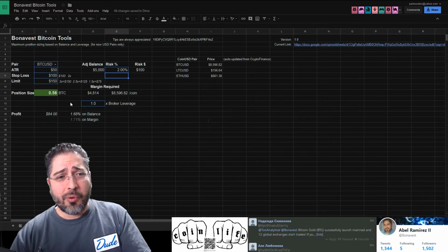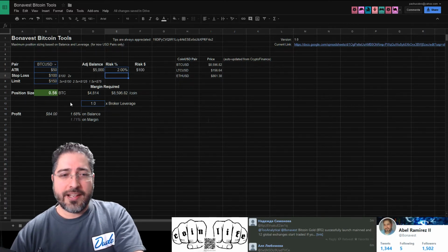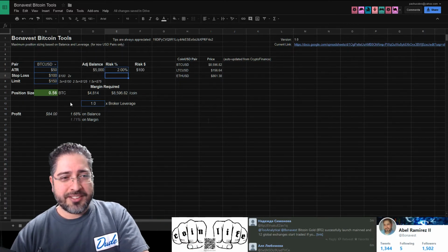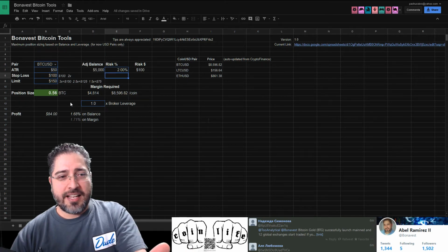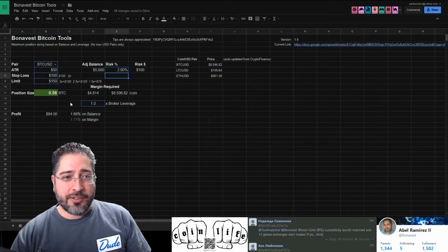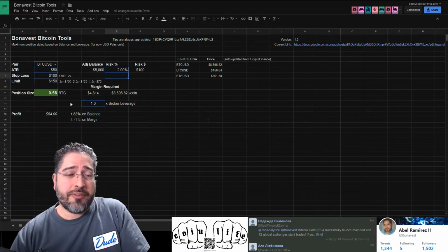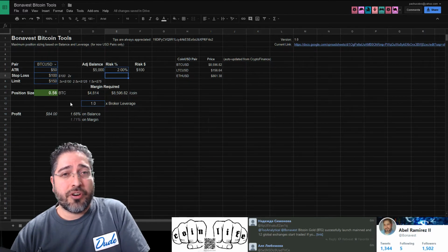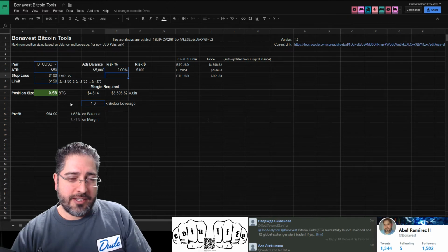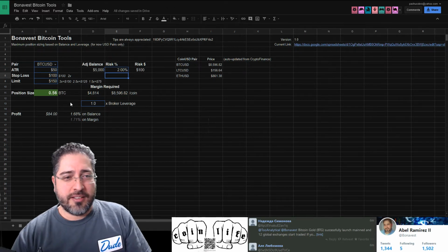So let's put up an example. Right now you'll notice it says margin required. To hold 2% risk with 1x leverage, a 0.56 BTC position means I need $4,800 at the current price of Bitcoin, and I only have 5,000. So if I hold 0.56 BTC, that's using pretty much all of my balance except for the $100 that I want to risk, right? This is how this spreadsheet calculates things. So if you want to leave yourself some room, make sure you size those positions a little smaller.